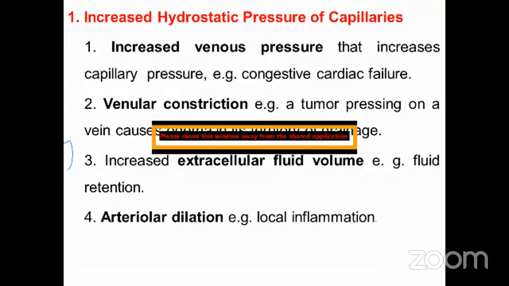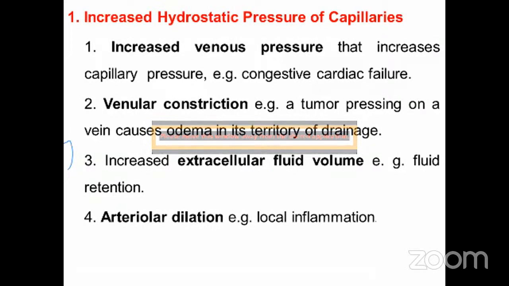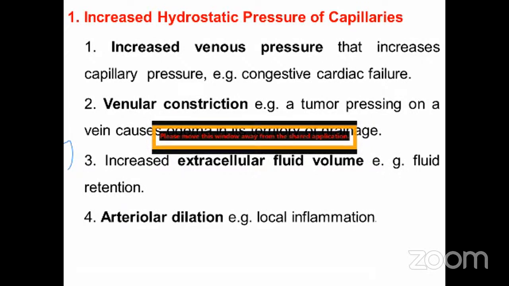Second is venular constriction. Suppose there is any swelling or tumor present at the vein. What causes constriction of the vein? Pressure on the vein. Because of this pressure or constriction of the vein, fluid drains from the capillary into the interstitial tissue space. So again there is a collection of fluid.